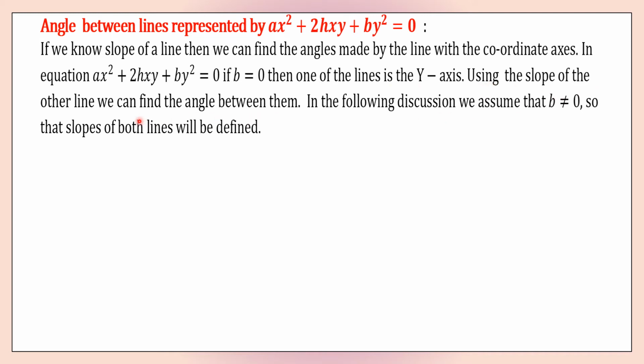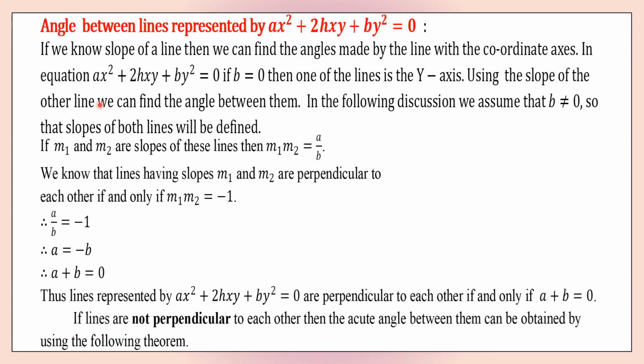Using the slope of the other line, we can find the angle between them. In the following discussion, we assume that b is not equal to 0. That is the second case, so that the slopes of both the lines will be defined. We know that if the lines are perpendicular, then the product of their slopes is minus 1. If m1 and m2 are the slopes of the lines, then the product of the slopes m1·m2 equals a divided by b, which we have already studied.